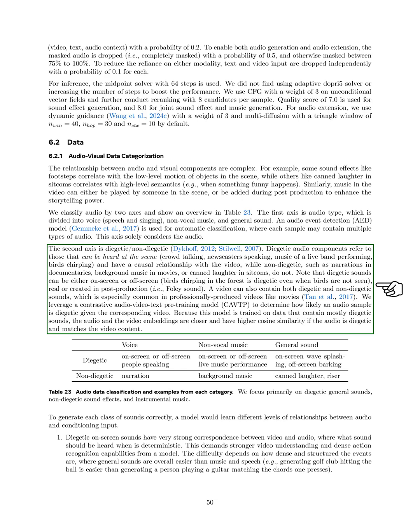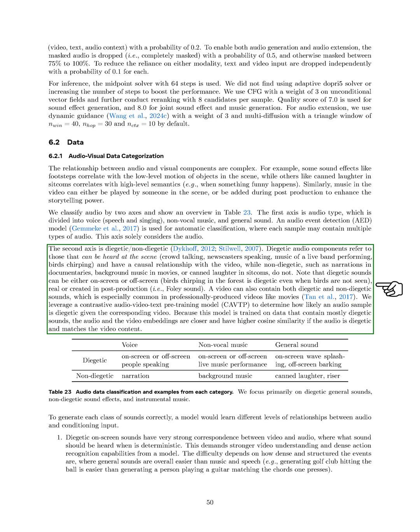Diegetic audio refers to sounds that can be heard in the scene and have a causal link to the video, while non-diegetic audio, like narrations or background music, does not. Diegetic sounds can be on-screen or off-screen and can be real or created in post-production. Videos often contain both types of sounds, especially in professional productions.